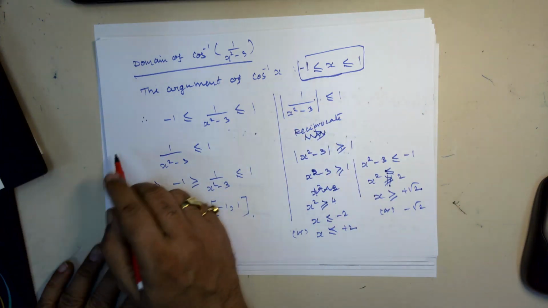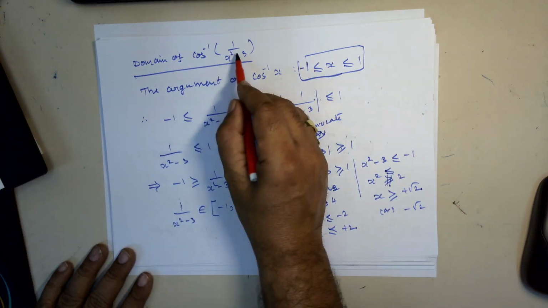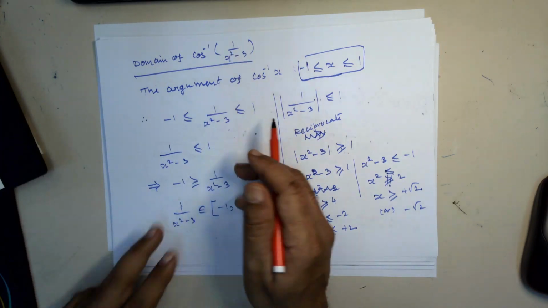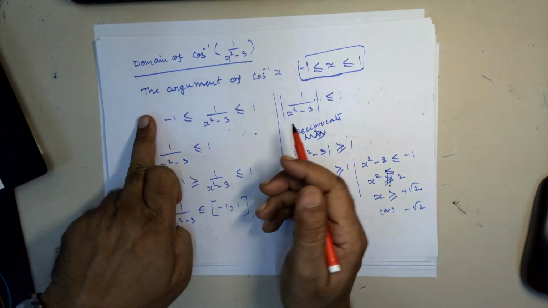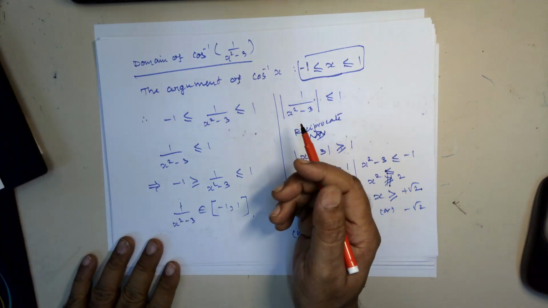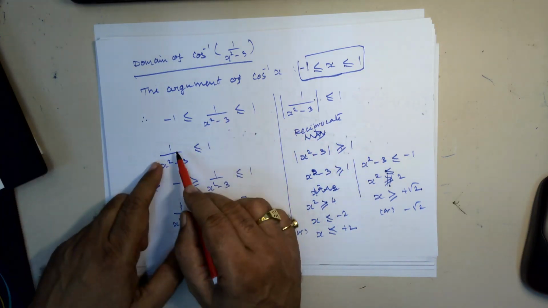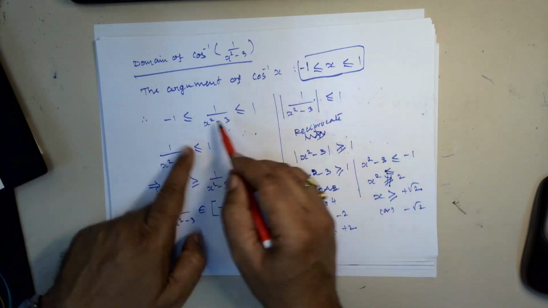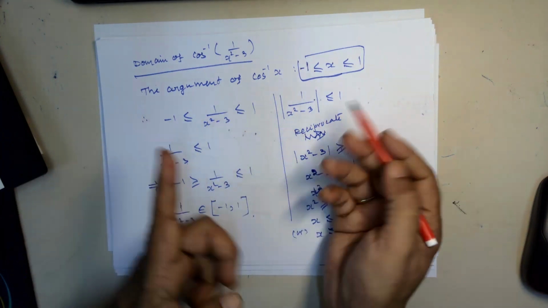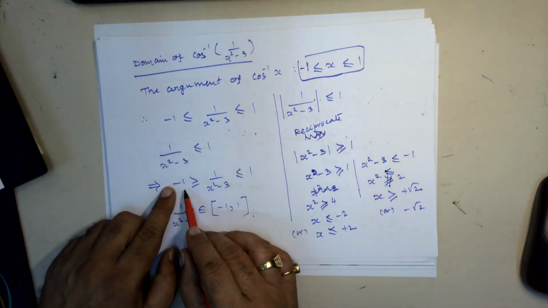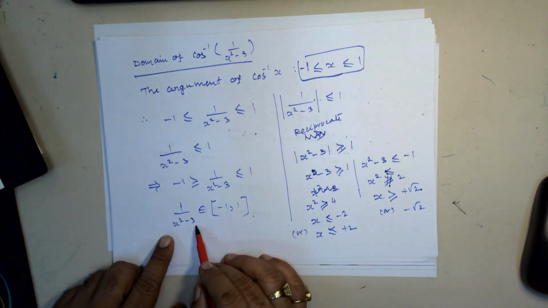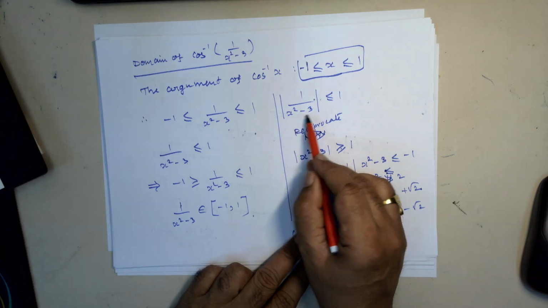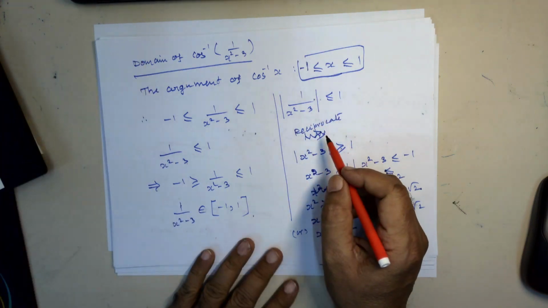Now let us have, since this is cos inverse of 1 by x squared minus 3, this must lie between minus 1 and plus 1. Okay, so either you can take 1 by x squared minus 3 is less than or equal to 1, or minus 1 is less than or equal to this, which means you can reverse it also. Okay, that is this one. Now this is in the denominator.